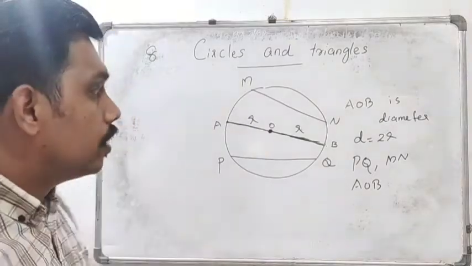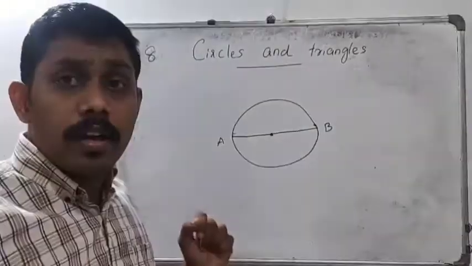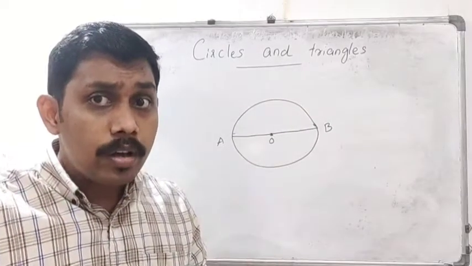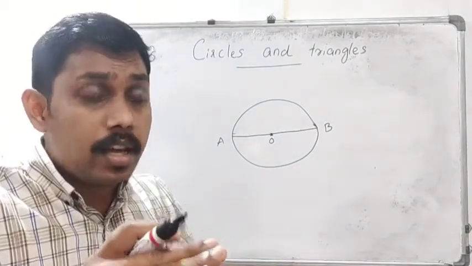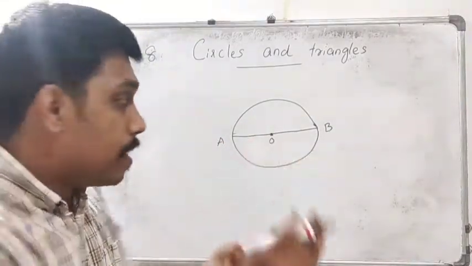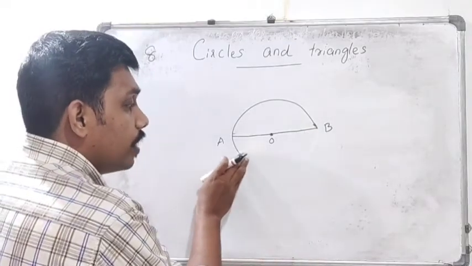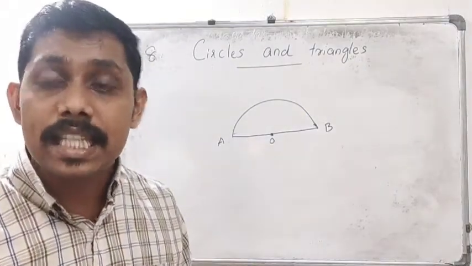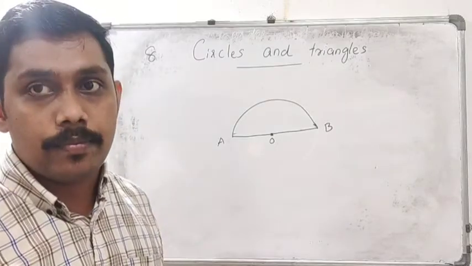Now, next one. Here O is the center of the circle and AB is the diameter. Now we just fold the circle through the AB, through the diameter. It becomes half of the circle. That half circle is called a semicircle.